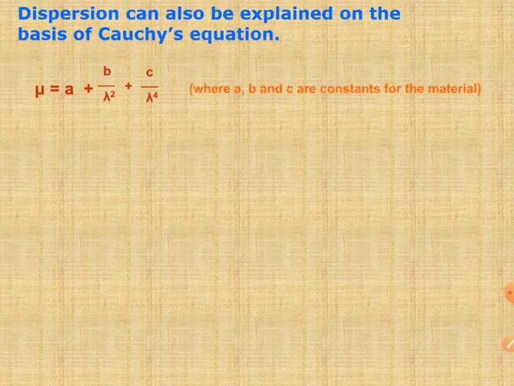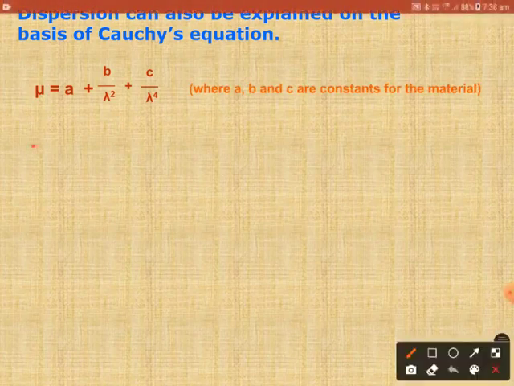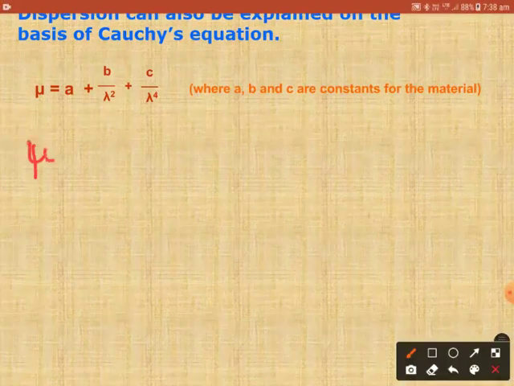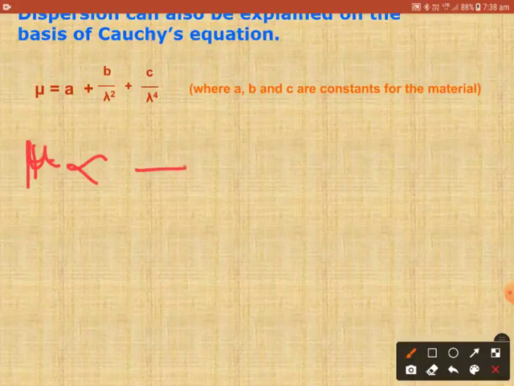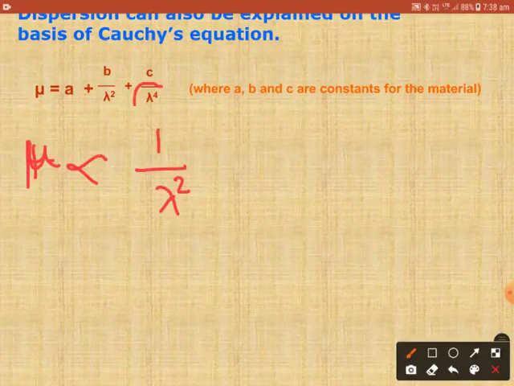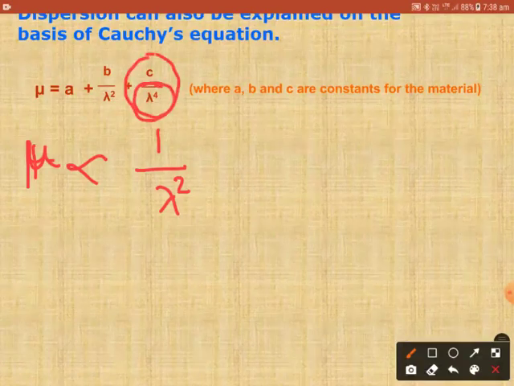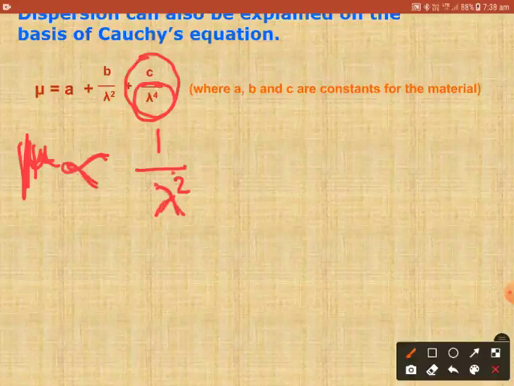Now if these A, B, C are constants, then we can say that mu is inversely proportional to what? 1 by lambda square. If lambda keeps on increasing, then the lambda to the power 4 term will be very, very small and we can neglect it. So, to a fair approximation, the refractive index mu is inversely proportional to the square of the wavelength of the incident light.